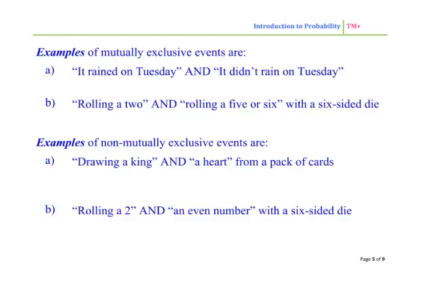In contrast, examples of non-mutually exclusive events are drawing a king and drawing a heart from a pack of cards. You could draw the king of hearts. Rolling a 2 and an even number. Again, 2 is an even number. So they're non-mutually exclusive.